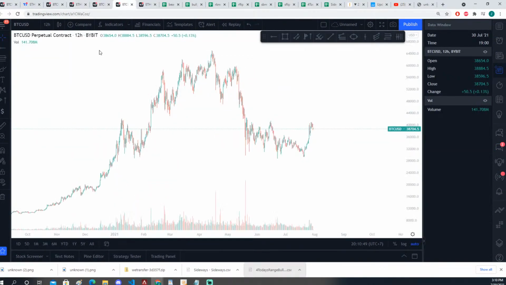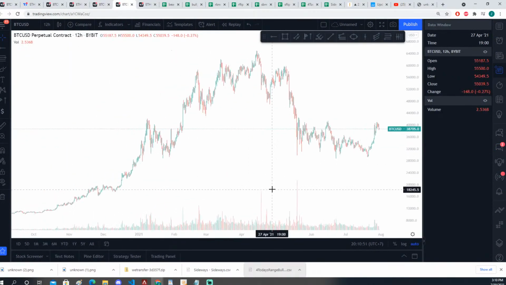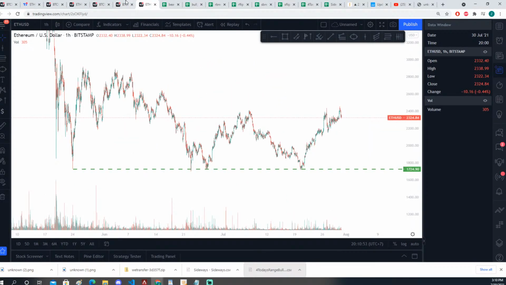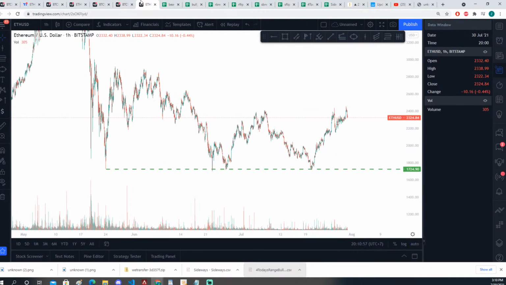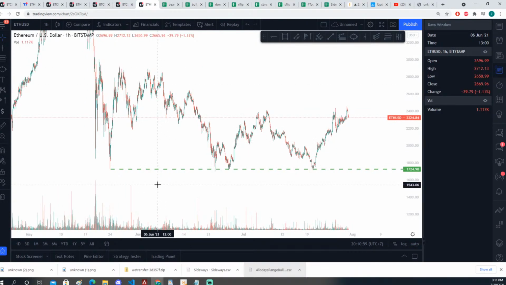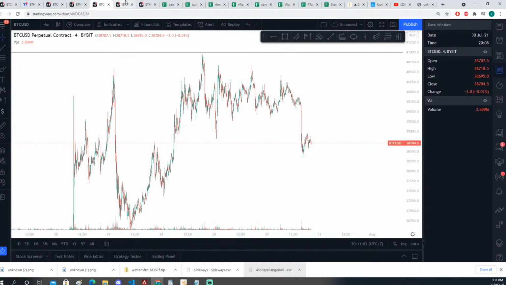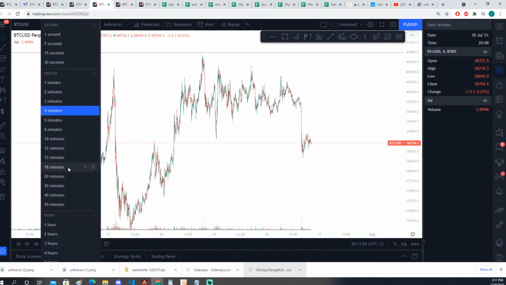So going back a little bit more to the past, we took a pretty nice Ethereum trade that I want to take you guys over. We were basically trading or looking at Bitcoin for a while before the 21st of July, if I remember correctly.